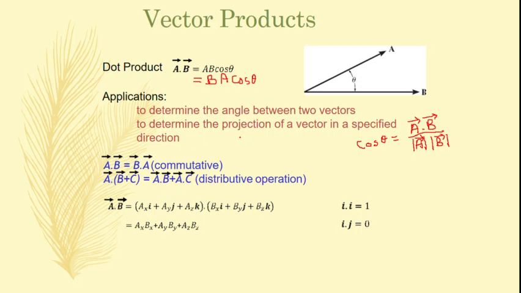So basically, from this dot product, we learn how we can determine the angle between two vectors, and the significance of this dot product is that it determines the projection of a vector with respect to another vector. Okay.